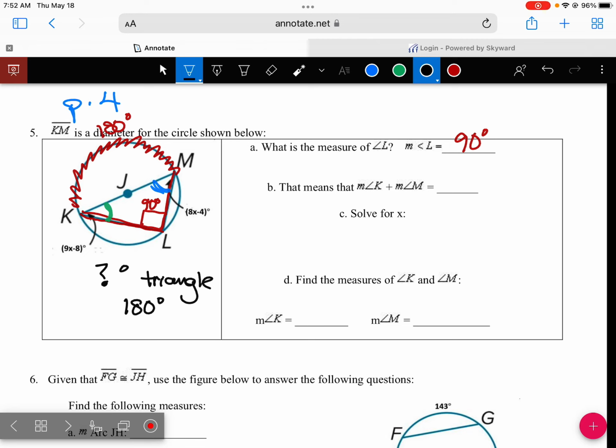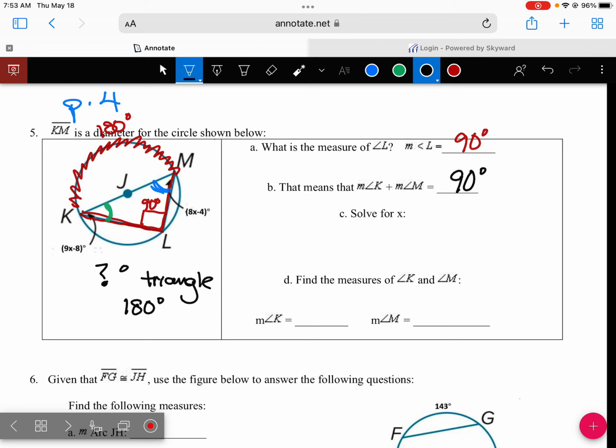Listen to the question. If this is 90 degrees, what must both of the others together add up to? 90 degrees. Yes. And they're not necessarily the same. Okay? They do add up to 90 though. All right, so it says solve for x. Come on. Solve for x.